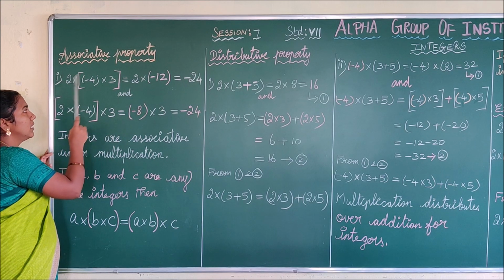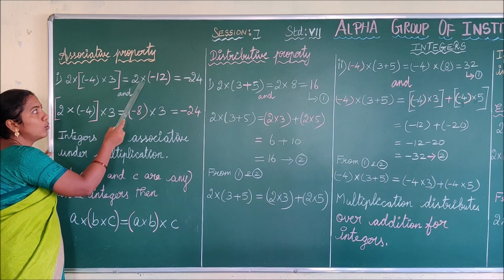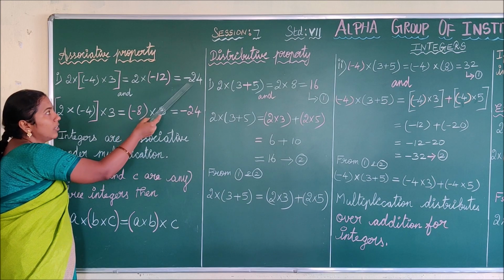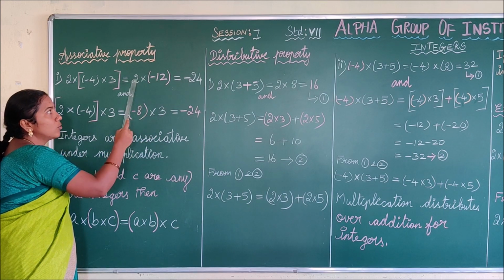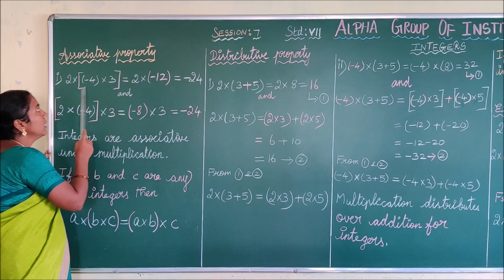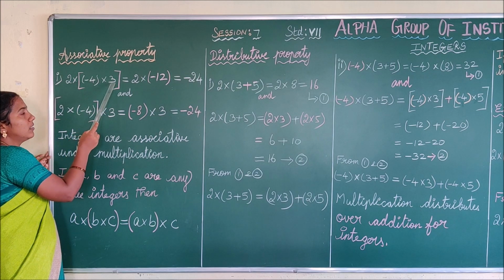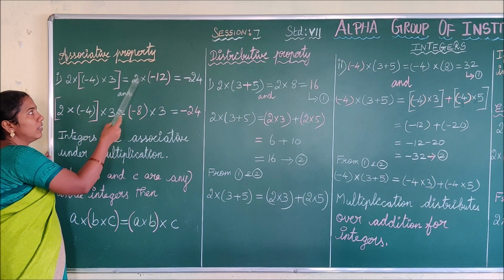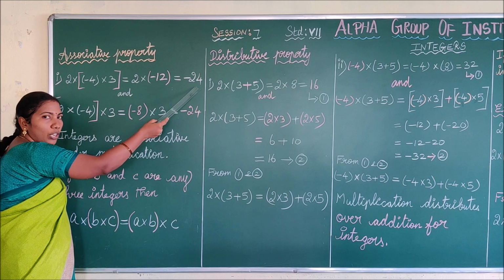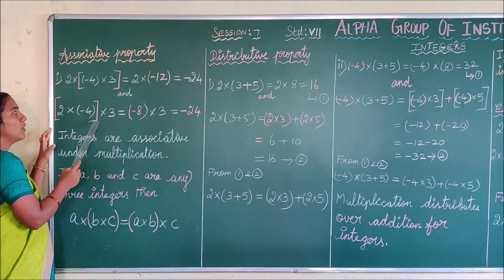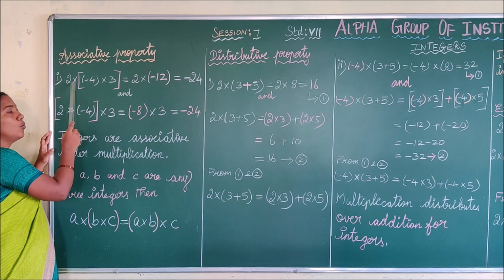I am writing the first integer as it is. So it is equal to 2 into minus 12. Then what is your answer? Plus into minus is minus, 2 into 12, 24. That is, we are first multiplying the second with the third, and then multiplying the answer with the first integer, and you get minus 24.